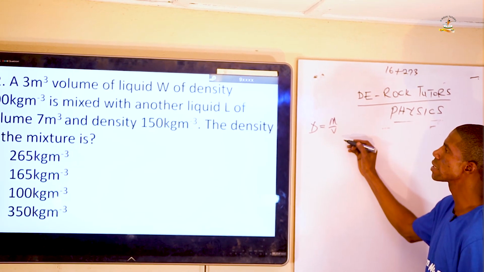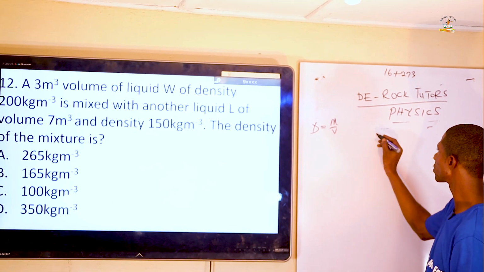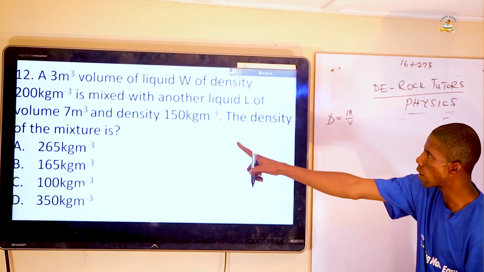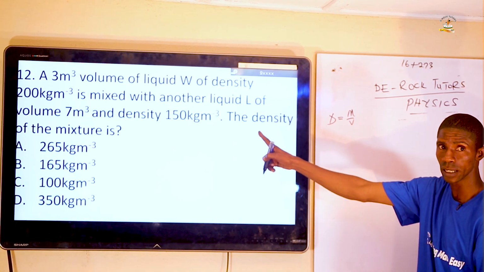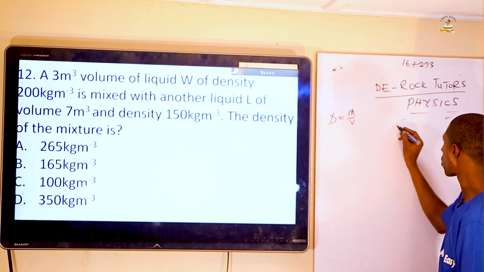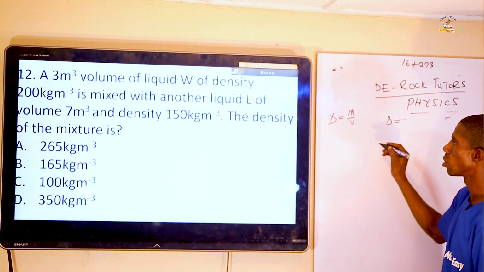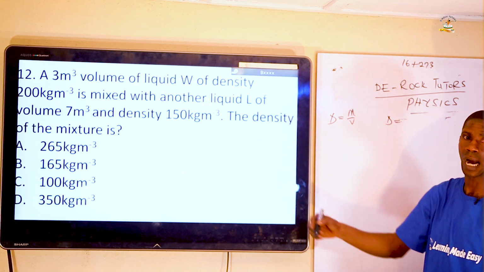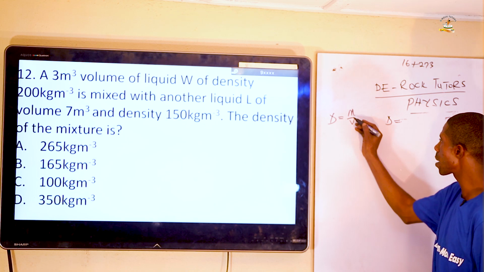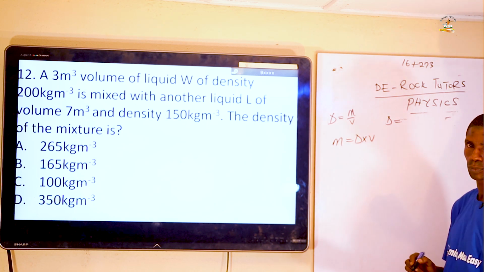So we want to get the total density in both. Since I was given 200 kilogram per meter cube and 150 kilogram per meter cube, I was given the density and likewise the volume. I will have to get the mass. So I will make mass the subject of the formula: density multiplied by volume.